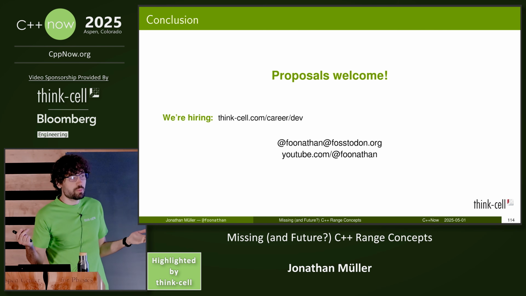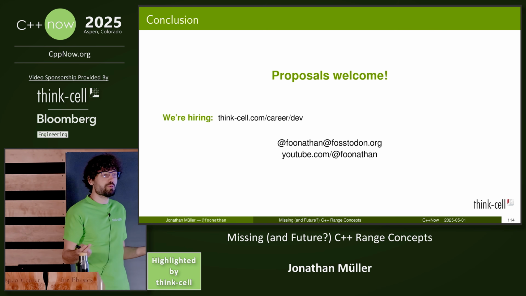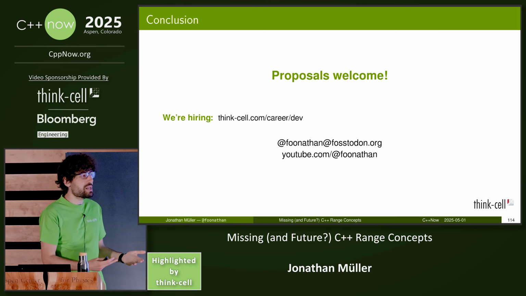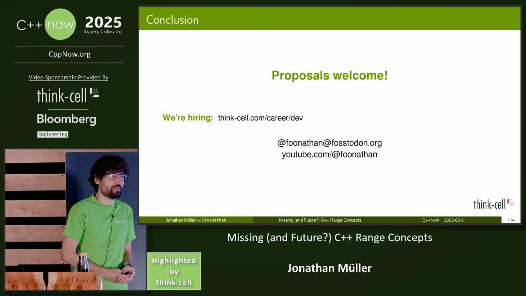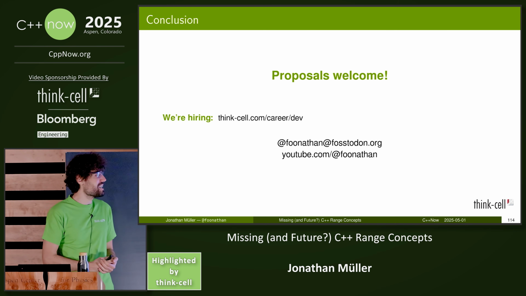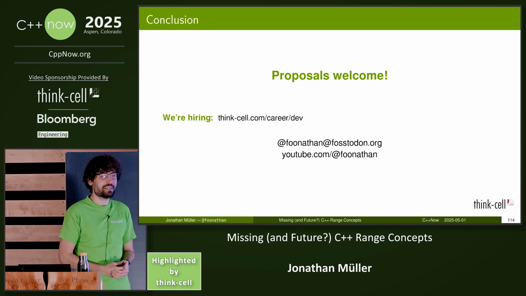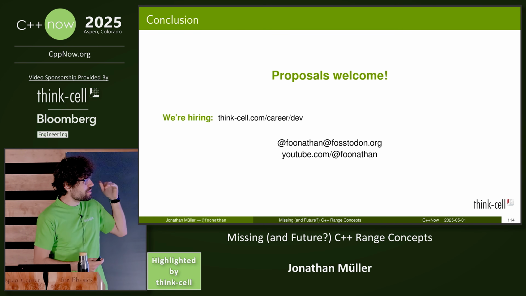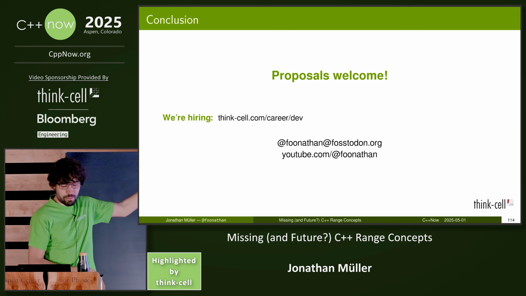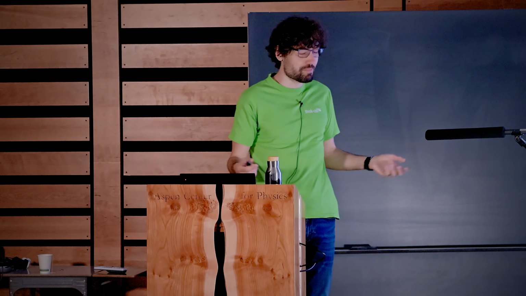SG9, the ranges study group, we're really nice. We're a really small group. We're going to point out so many edge cases in your paper that you haven't thought about, but we're going to do it in a very nice way. If you want to get started with standardization and work on this space, I welcome any proposals. And if you want to work on the bleeding edge of ranges, we're hiring too. Thank you.